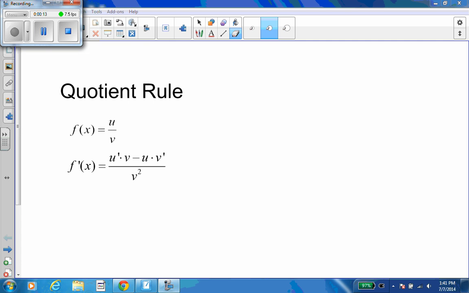And the quotient rule says that if you have a function which you can write as a quotient of two functions, u and v, then the derivative is u prime v minus u v prime over v squared, where both u and v are functions of x, and u prime and v prime refer to the first derivative with respect to x.